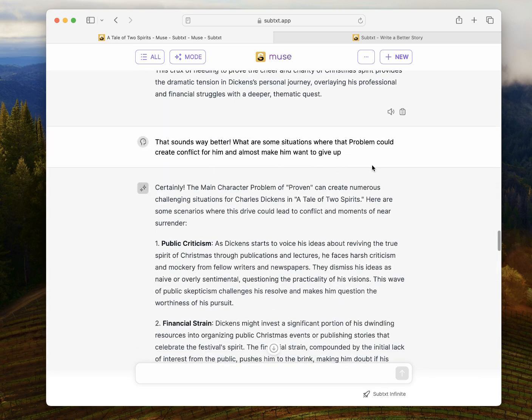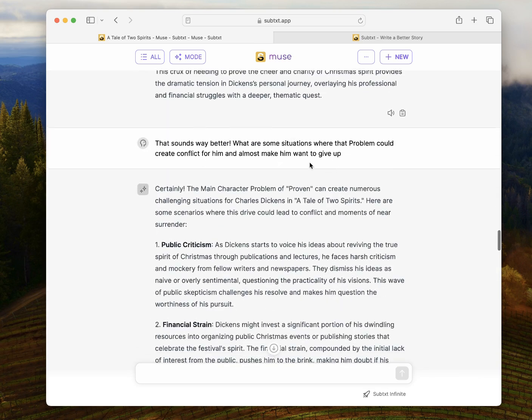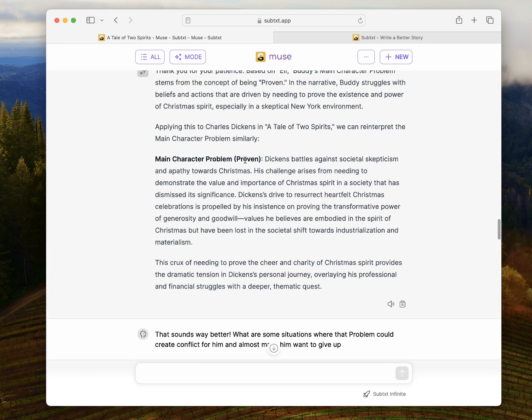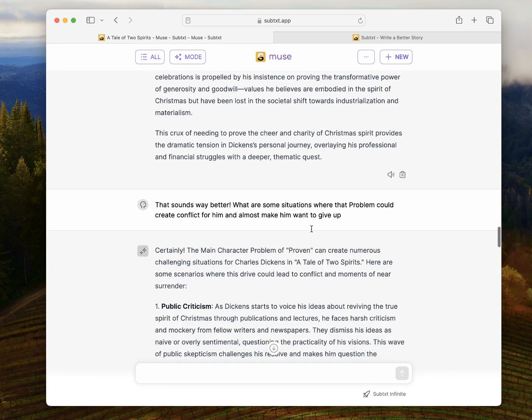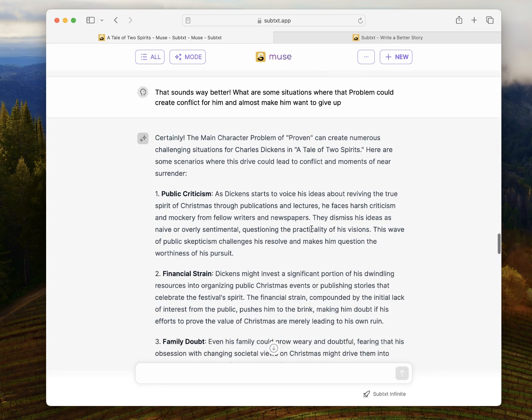What are some situations where that problem could create conflict for him? So it's not enough just to identify what's driving them and what is actually their source of drive in the story, why they're doing the things they're doing. But hey, why not come up with some ideas? Because what you want to do is show how that creates a problem for him personally and is a source of his drive throughout the story.